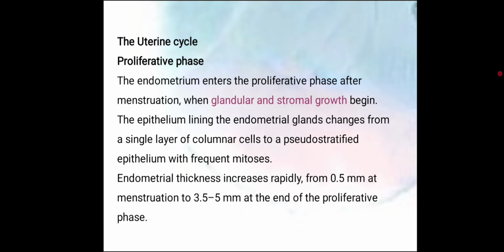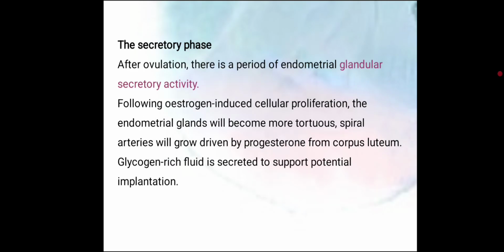Starting with the proliferative phase, in which the endometrium proliferates and glandular and stromal growth occur, the epithelium lining of the endometrial gland will change from a single layer to pseudostratified epithelium by mitosis, with subsequent increase in endometrial thickness from 0.5 mm after menstruation and shedding of the endometrial lining to 5 mm at the end of the proliferative phase. The end of the proliferative phase corresponds to ovulation, or the ovulatory phase of the ovarian cycle, followed by the secretory phase, which occurs after ovulation, and the second half, which corresponds to the luteal phase.